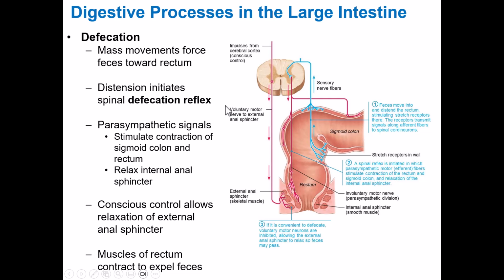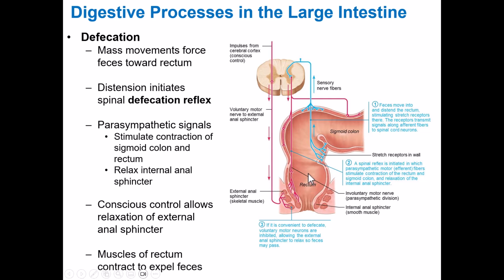You have parasympathetic signals. This is the rest and digest part of our bodies. So this is the parasympathetic division. That's going to contract the sigmoid colon and the rectum, and it's going to relax the internal anal sphincter so things can pass. We have voluntary control over the external anal sphincter, and so we can control that.